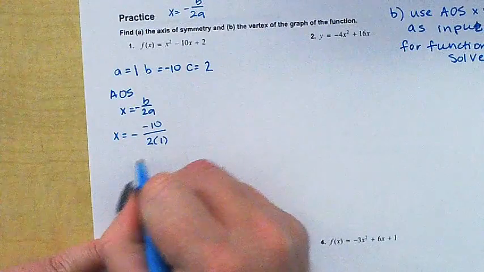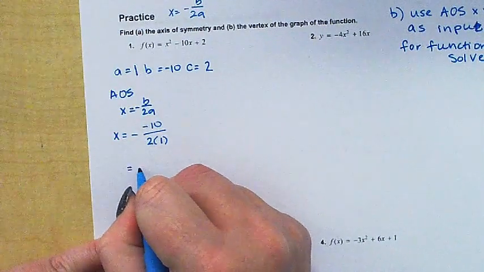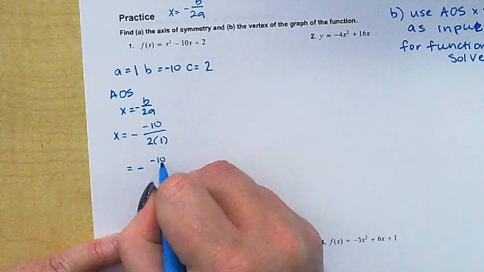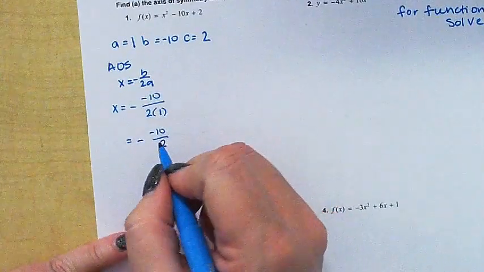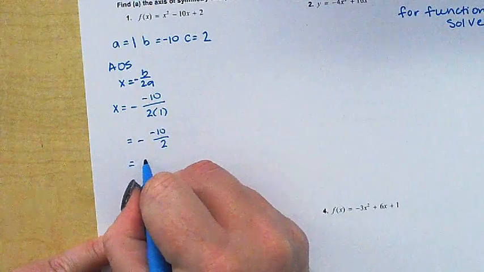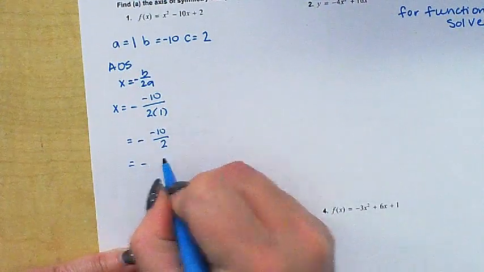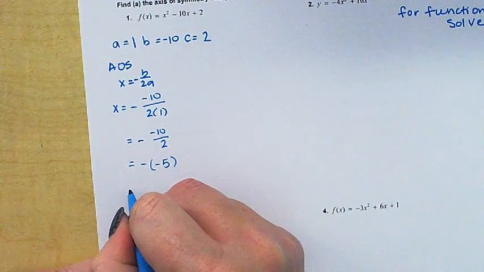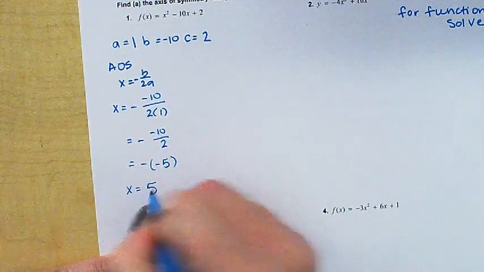And that will give us a negative 10 over 2. That's probably a step we could skip, but I'm going to keep on going. That gives us a negative 5, which gives us a positive 5.